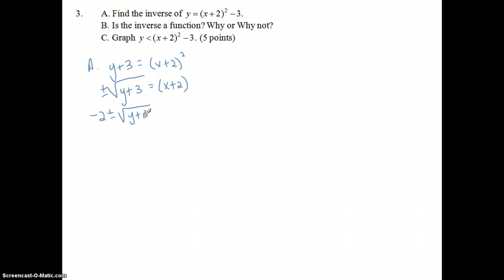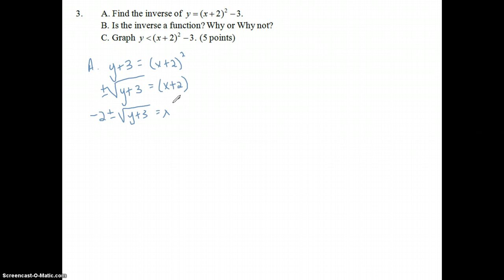Find the inverse. It doesn't say inverse function, it just says inverse. So the way we do that is we're going to solve for x and then switch the x's and the y's. So I'm going to add 3 over. So we want to isolate the x. Okay, so whenever we have a square, we're going to take the plus or minus square root on both sides. And now we're going to subtract 2. So I'm going to have negative 2 plus or minus the square root of y plus 3 equals x.